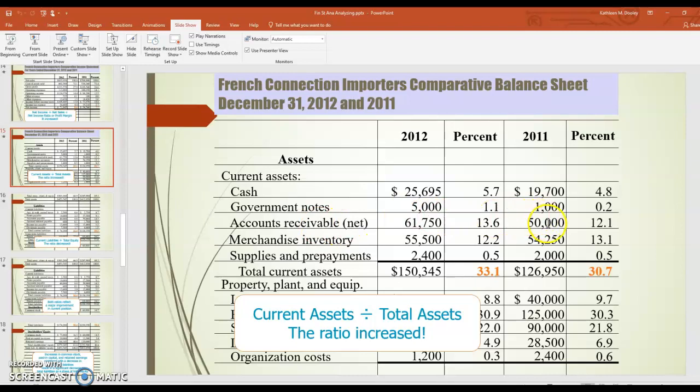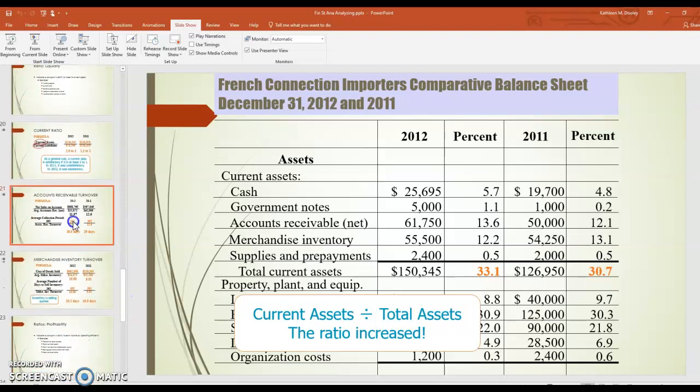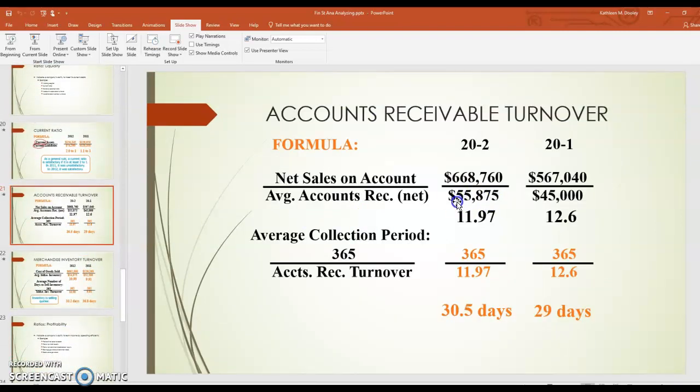So here we have the beginning accounts receivable is $50,000. The ending is $61,750. So we would add those two together and divide by 2, and that gives us our average of $55,875. So we take our net sales on account divided by the average accounts receivable, and that gives us 11.97. So that's almost 12 times a year that our accounts receivable are being paid off. And if our policy is net 30, we would want it to be 12 times a year.